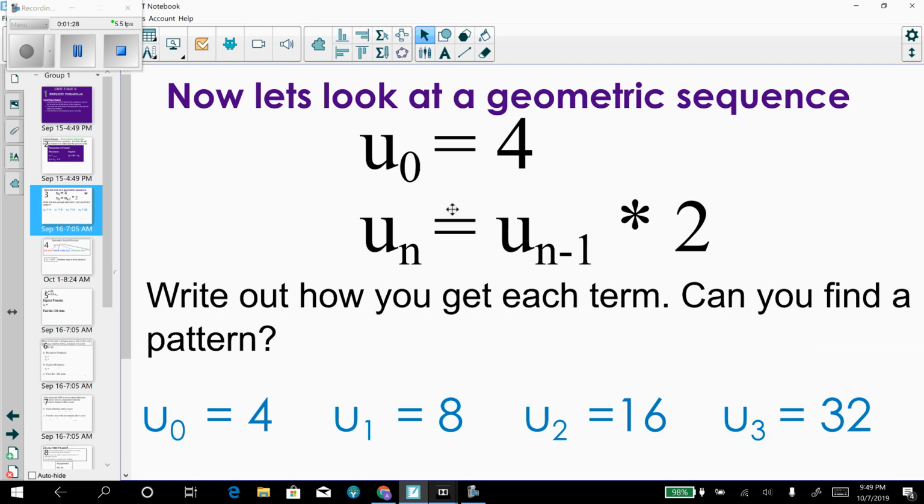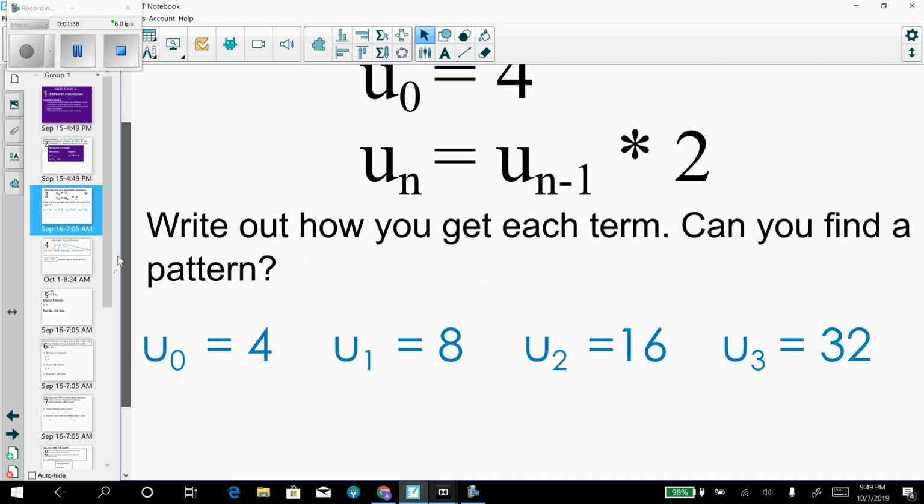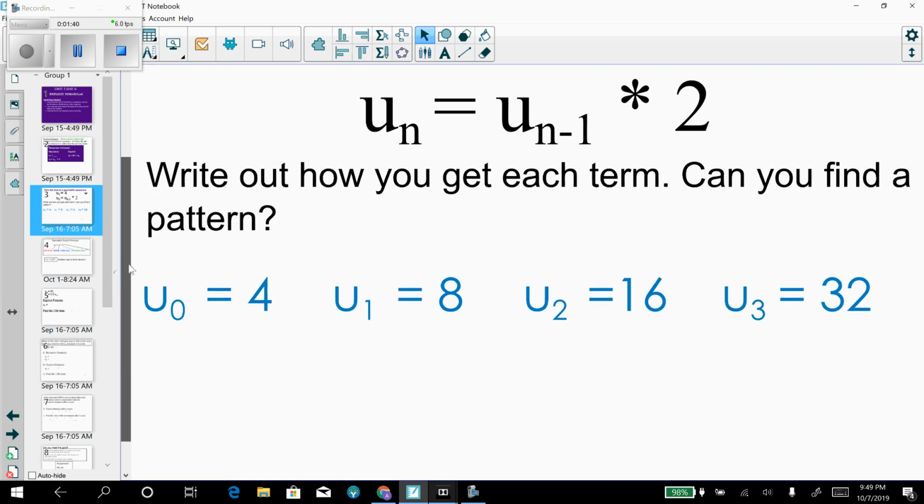So we have this geometric sequence here, u sub 0 equals 4, and u sub n equals u sub n minus 1 times 2. So I want you to take a minute, pause the video, write out how you get each term, and can you find a pattern?